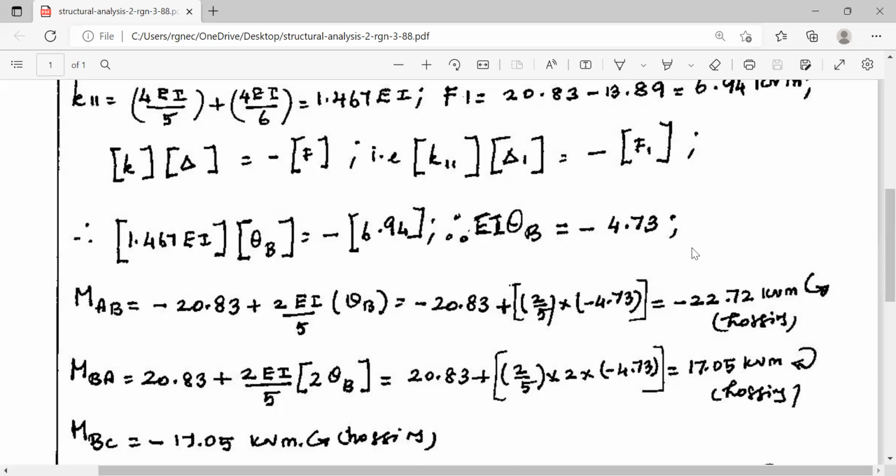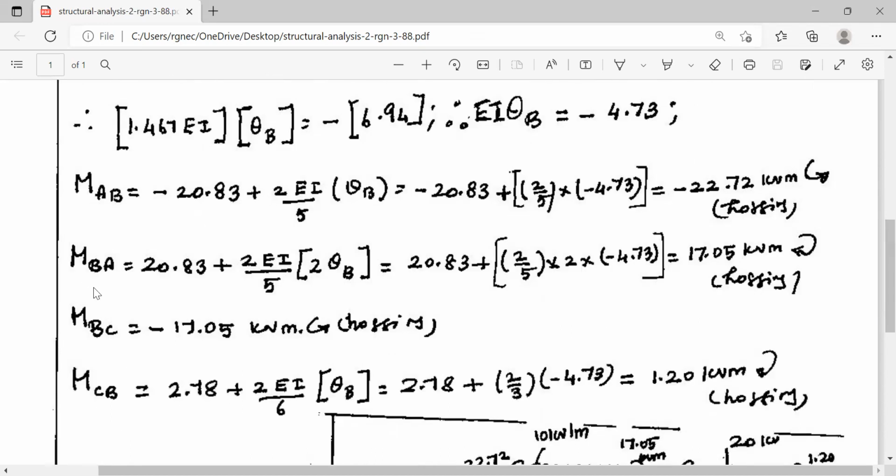Now we have the relationship between the end moment in terms of fixed end moment and also the rotation at the end. Here, rotation at A is 0, rotation at B is theta B, which we have already calculated, EI into theta B. Now MAB is equal to the fixed end moment plus the impact of the moment due to rotation theta B. This is the far end, therefore it is theta B. So we are getting the value of MAB.